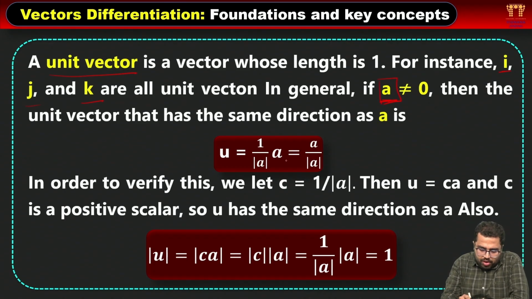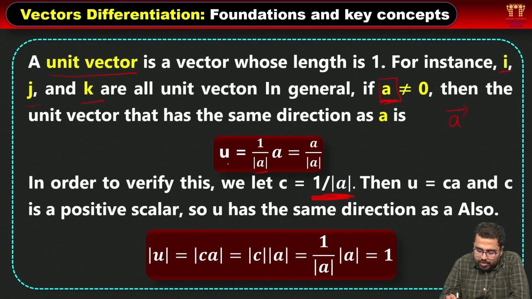Suppose we are given the vector a, and you have to find the unit vector in the direction of vector a. So how will you find it? Simply you will divide this vector a by its magnitude. Okay, so we have divided the vector a by its magnitude. It will give me the unit vector in the direction of vector a. So it can be verified. Here we have assumed c to be 1 by mod a.